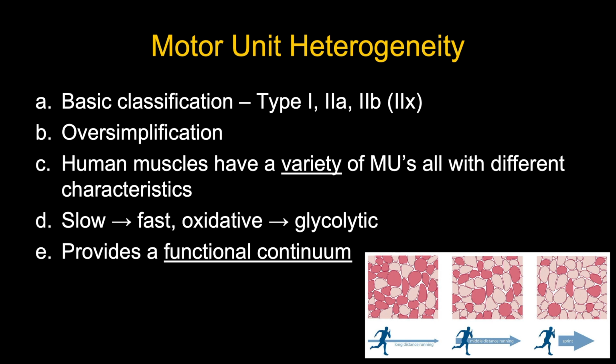We actually have a lot of different motor units in between these. This provides us with a functional continuum and allows us to have very fluid and smooth movements. If we only had three types of motor units, our movements would be far less fluid and very jerky.